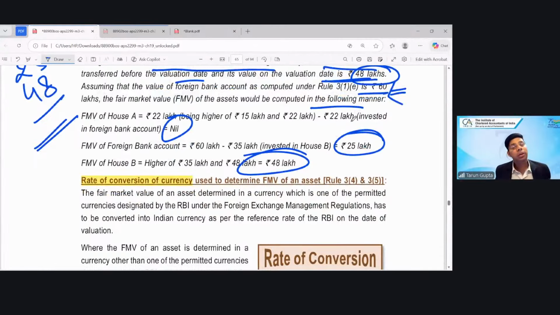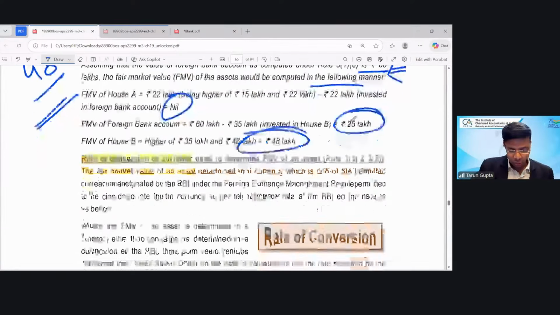Now, all these assets would be in foreign currency. How will I convert into Indian currency? Very simple. We use the exchange rate. If the currency is a permitted currency as per RBI, you will use the exchange rate as on the first day of the previous year, the valuation date. If it's not a permitted currency, then you will first convert it into USD and then convert it into INR.